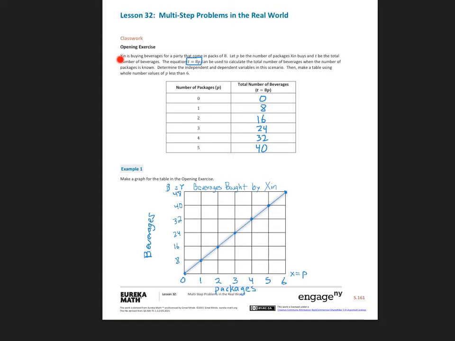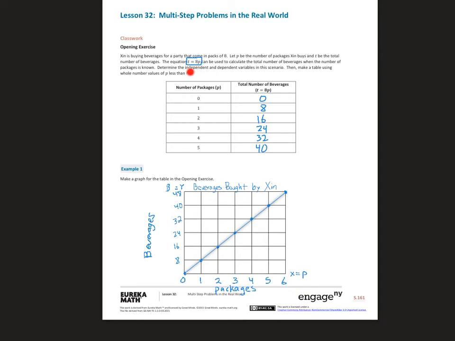So here we see that Zin is buying beverages, and there's 8 per pack. So we have a table of number of packages per number of beverages, and so it's actually beverages per package. So there's 8 beverages per package. You can see that here. And so our rule across the table is times 8, and our rule going left is divided by 8. And so we can use the equation that the number of beverages is going to equal 8 times the number of packages, because for each package there is 8 beverages.